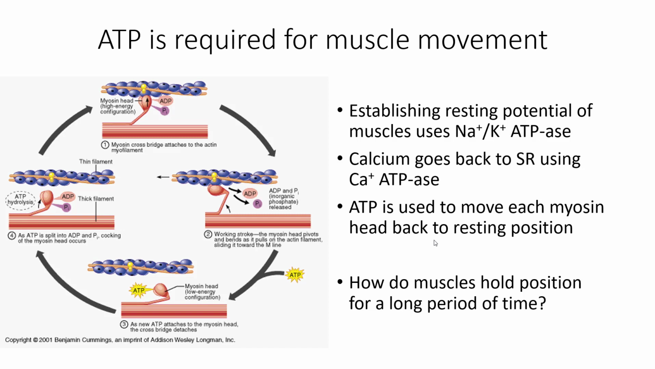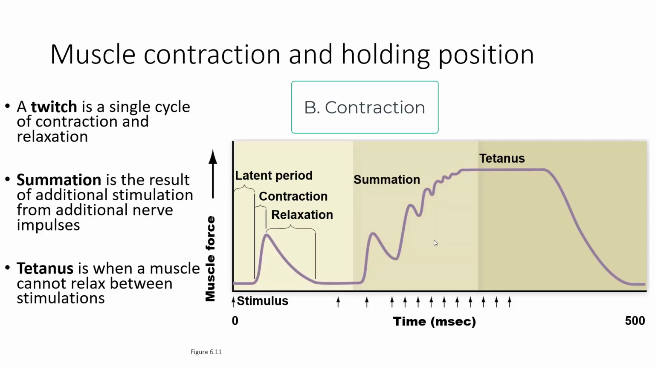And this isometric force will require you to continually burn ATP while holding position, because you are continually moving those myosin bridges back into the high energy configuration. This is why holding position, such as planking, takes a lot of energy, even though it feels like your muscles are not moving.